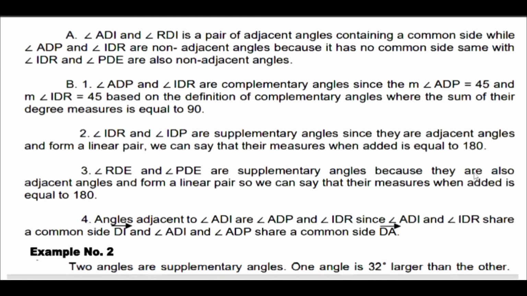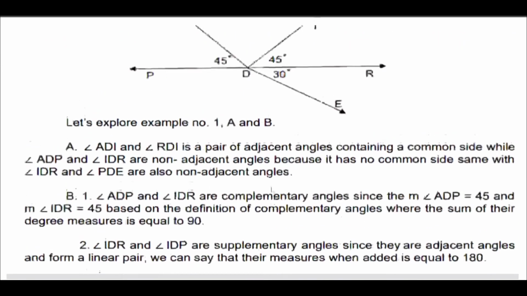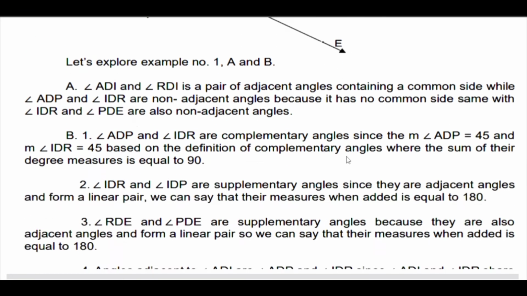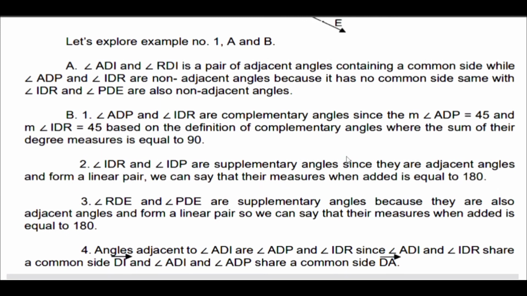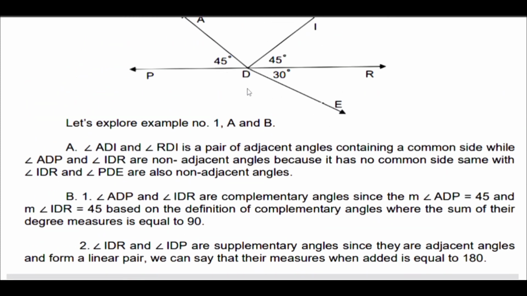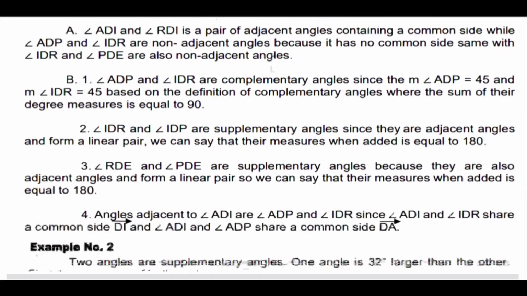For number 3, we have angle RDE and angle PDE. It is also a supplementary angle because they are also adjacent angles and form a linear pair, so we can say that their measures when added is equal to 180 degrees. So angle RDE and angle PDE are two adjacent angles.